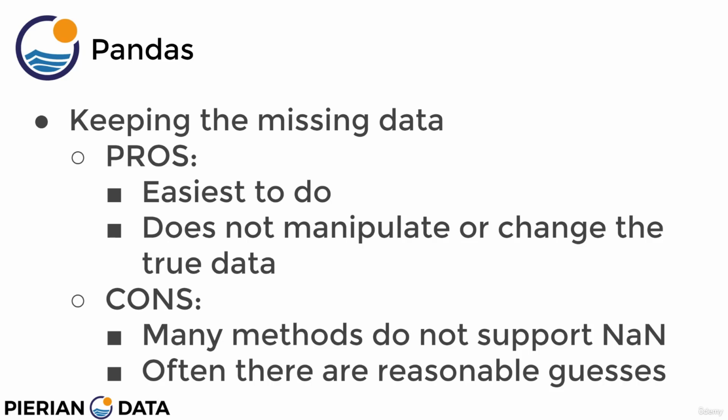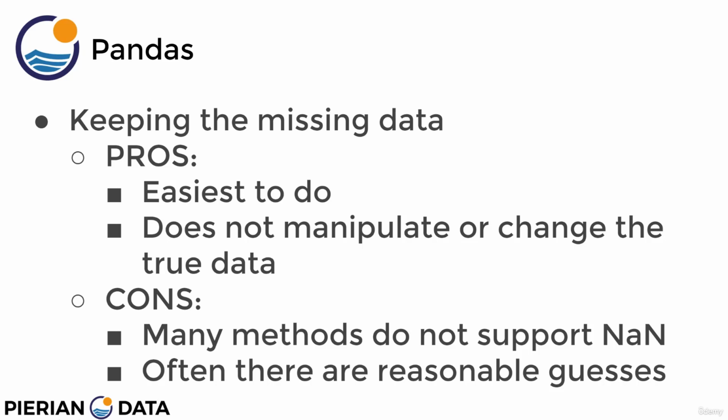So what are the cons here? Well, unfortunately, many methods do not support a null value. Some machine learning methods do, but many do not. They require some sort of number to be there. And the other con is there's often going to be a reasonable guess for filling in that missing data.